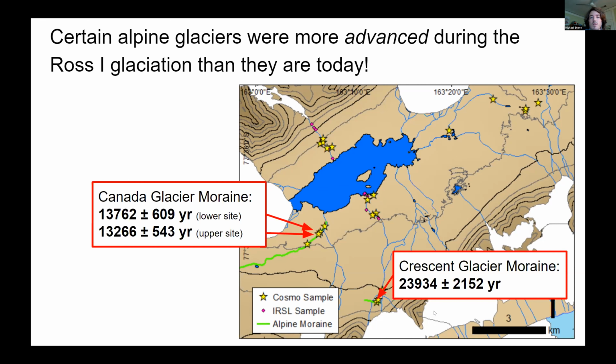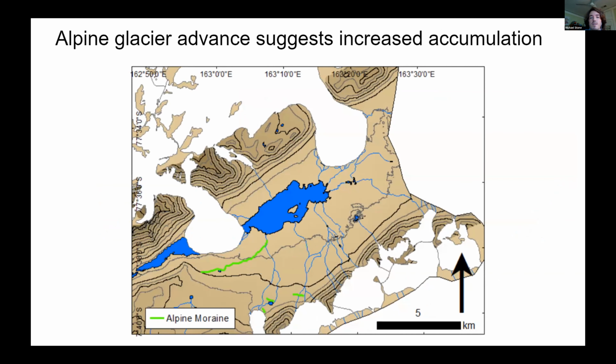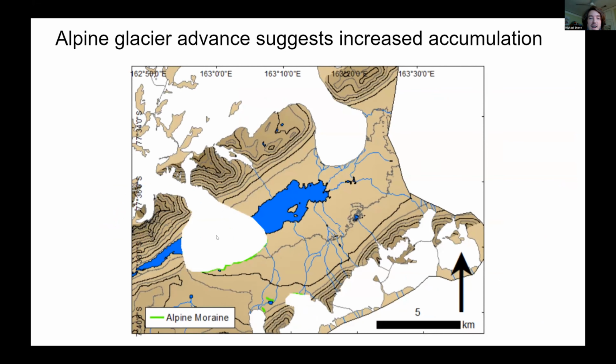So this implies that the alpine glaciers were more advanced during at least some parts of the Ross I glaciation than they are today. Here's an exciting animation. I'll play that again. Woohoo. But if they're more advanced, that means we're having more accumulation in their accumulation zones. So the question is, where is that coming from? It's supposed to be drier.